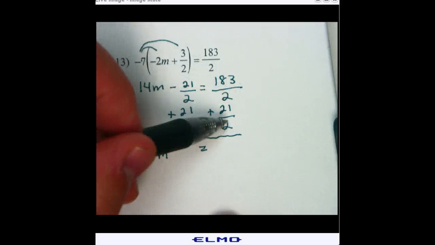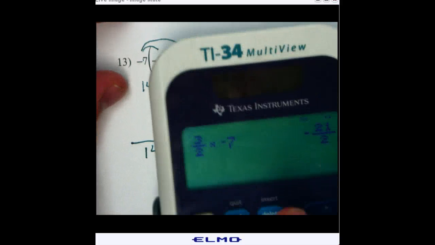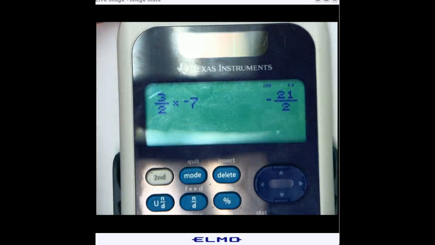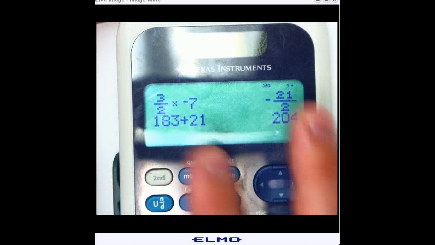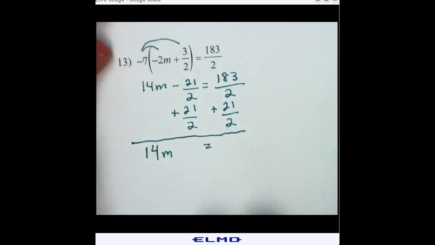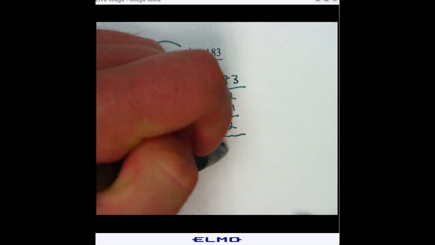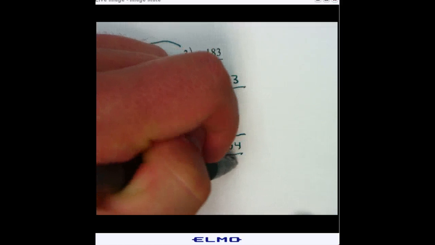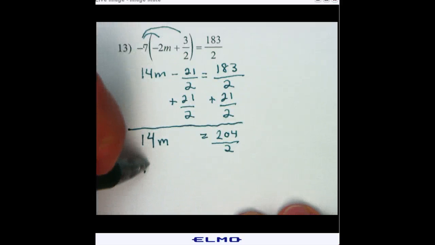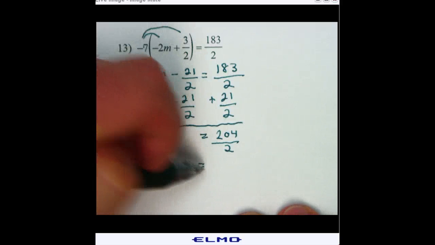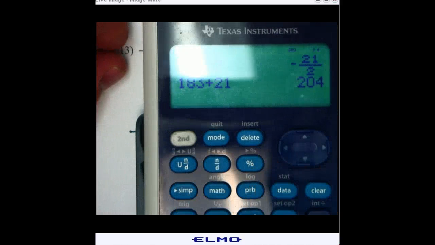So 183 plus 21. Okay. If not, just to be extra sure, you don't have to take any chances. 183 plus 21 is 204. And 204, I'll put it here, over 2. But that reduces, right? So 14m equals 102. And if you need to, go back here.